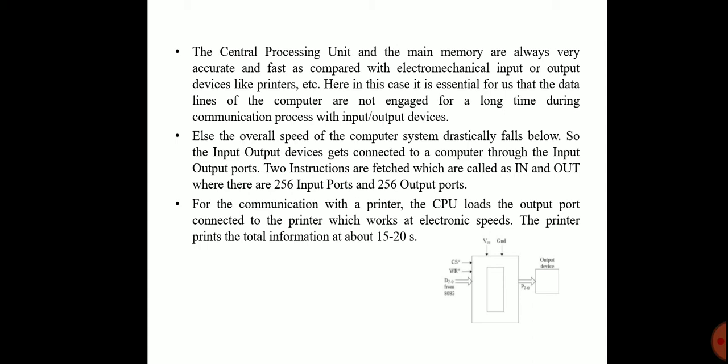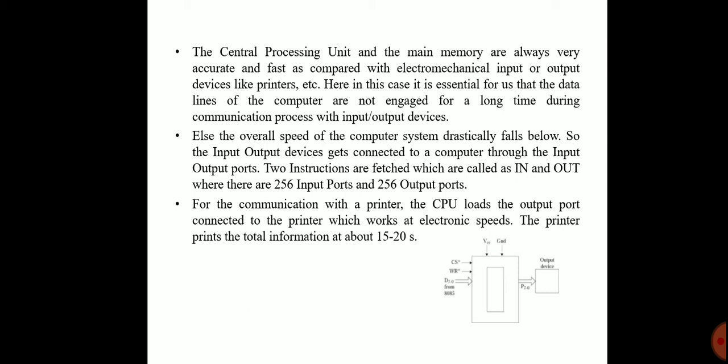Two instructions are used, IN and OUT, where there are 256 input ports and 256 output ports. For communication with a printer, the CPU loads the data to the output port connected to the printer, which works at electronic speed. The printer prints the information in about 15 to 20 seconds.